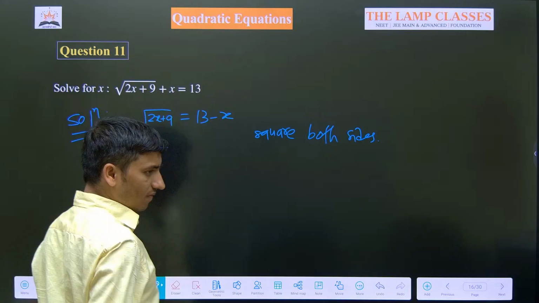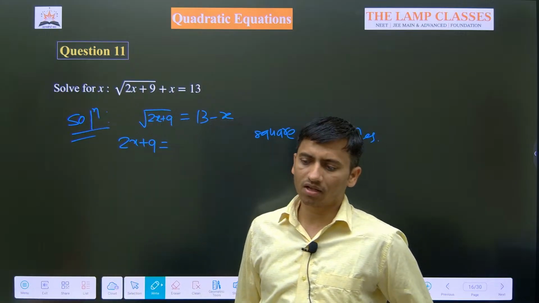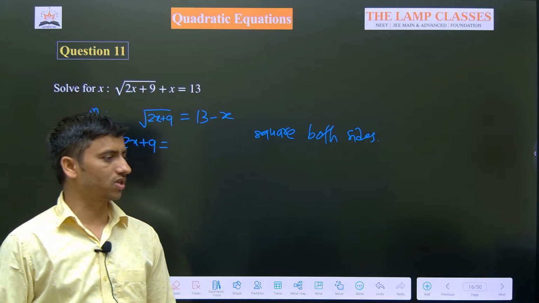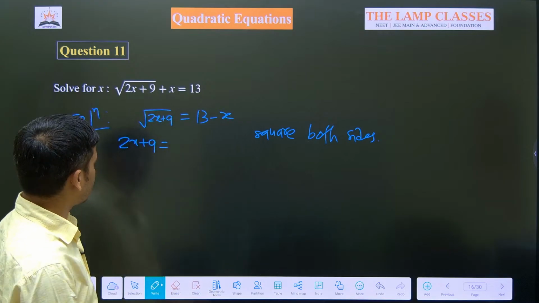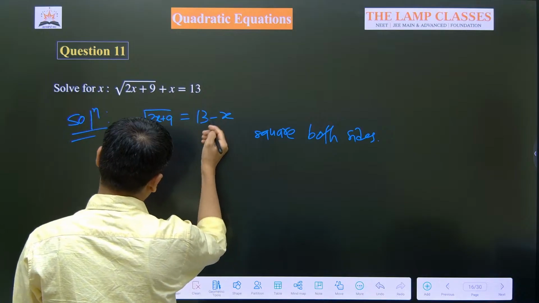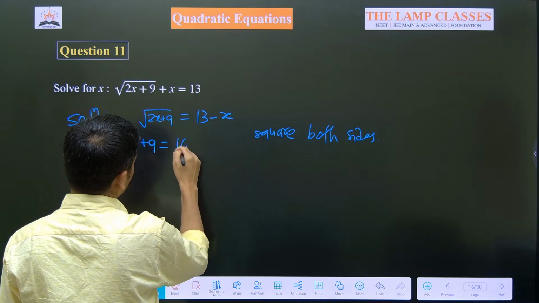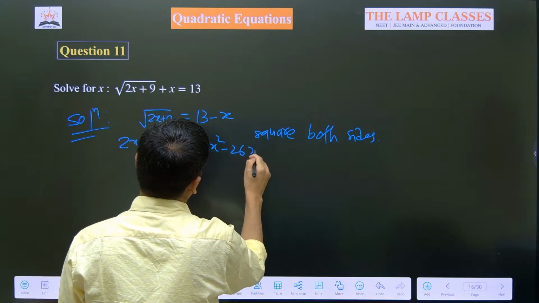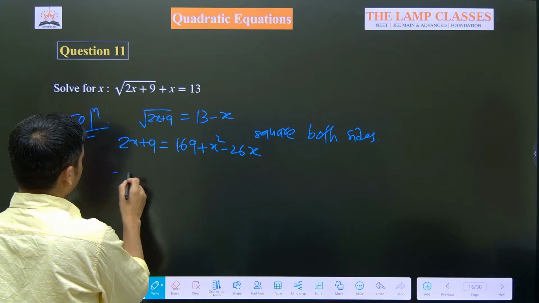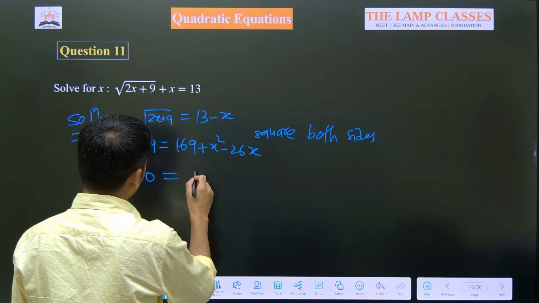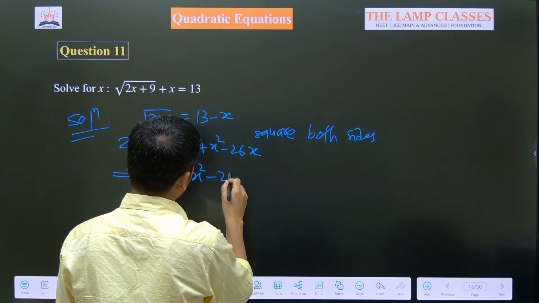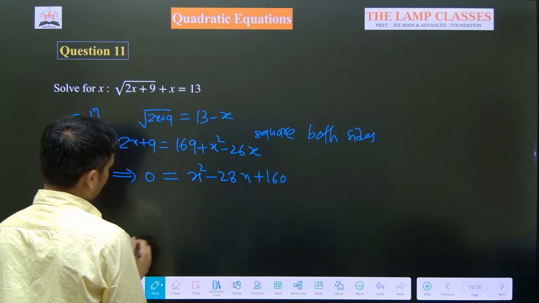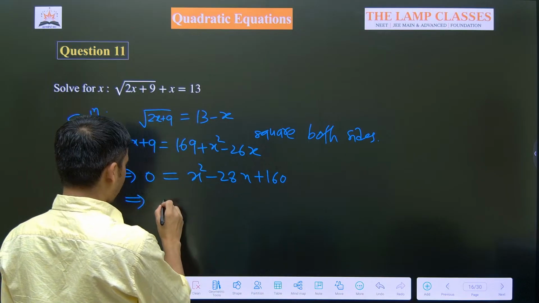And you know that whenever in any equation we are squaring, after solving it we have to verify the solution. Whichever solution does not satisfy the original equation, we reject that. Now that's very important to notice. A minus b the whole square. So it is 169 plus x square minus 26x. Now let's send all of them to the right side. So 0 is equal to x square minus 28x plus 160. Can we solve this quadratic by factorization?